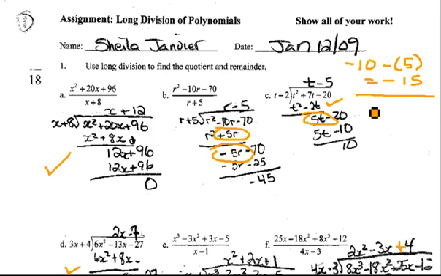Let's look at the next one. What you did there is good. And what we have is 7 subtract negative 2. And 7 subtract negative 2 is the same as 7 plus 2, which is 9. So this should be 9t.